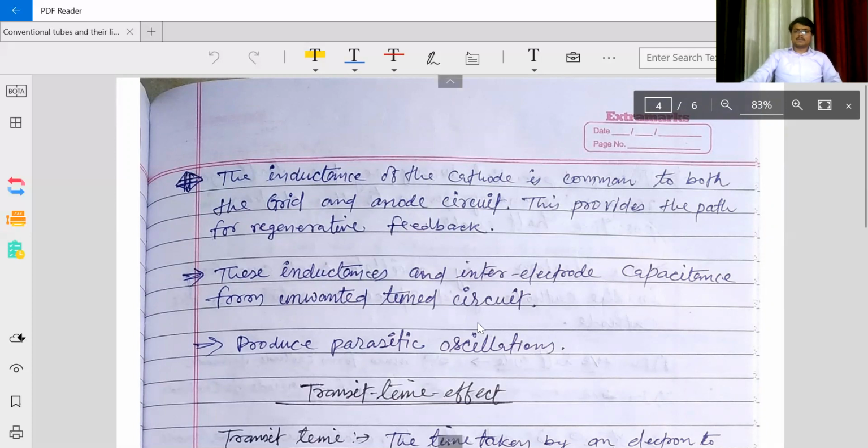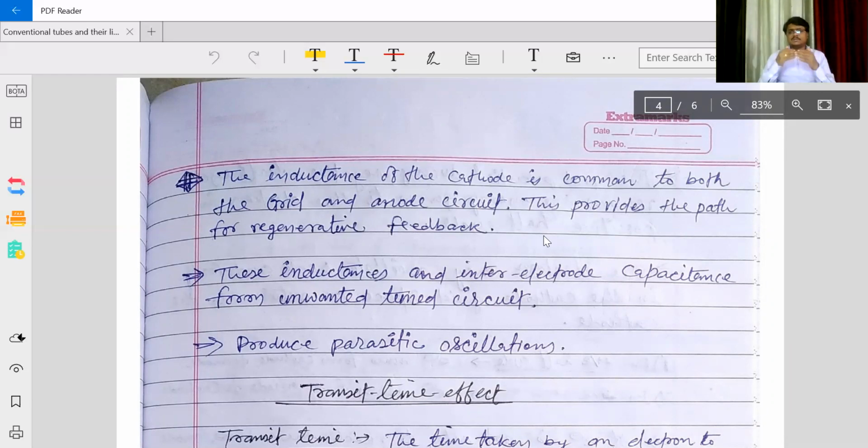There is another problem. The inductance of the cathode is common to both the grid and anode circuit. This provides a regenerative or feedback path. If this provides the feedback path, these inductances and inter-electrode capacitances form an unwanted tuned circuit.